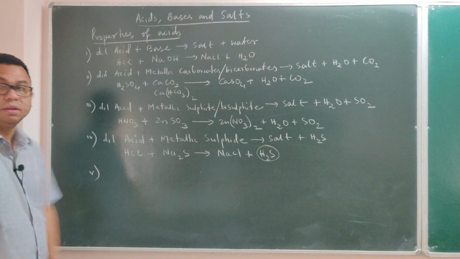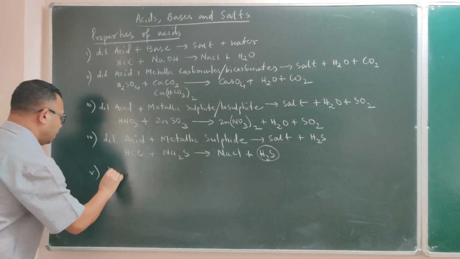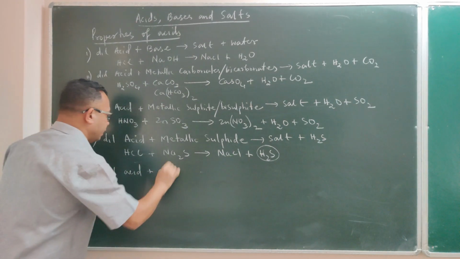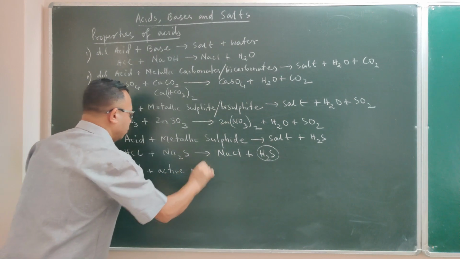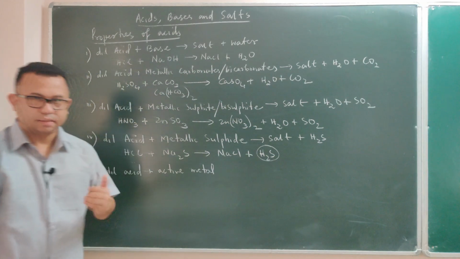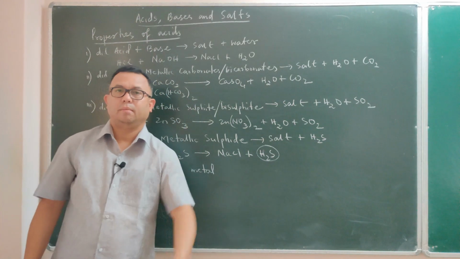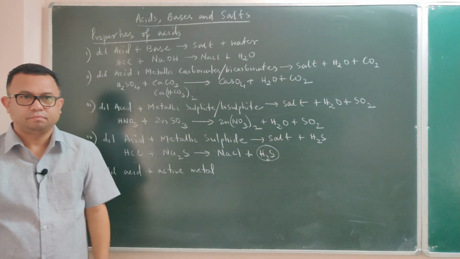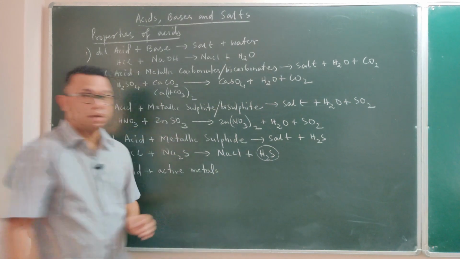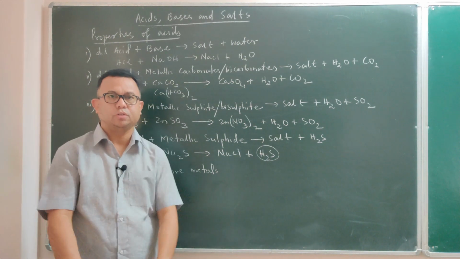Now the fifth one. The fifth property of acid is that all dilute acid will react with active metal. When we say active metal, you have learned the metal activity series in class 9, also in class 8. Metal activity series is the arrangement of metals in descending order of their reactivity. Now what is the meaning of active metal? Active metals are those metals which are above hydrogen in the activity series. So there are very few metals which are below hydrogen.